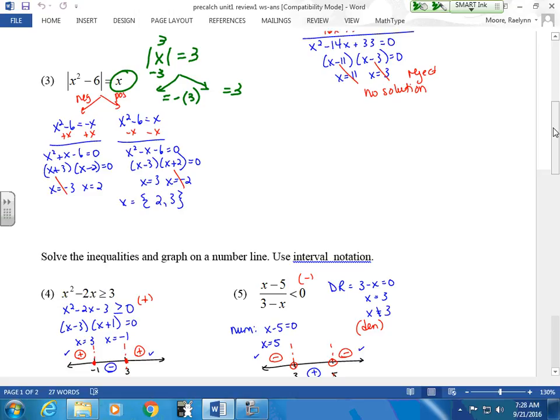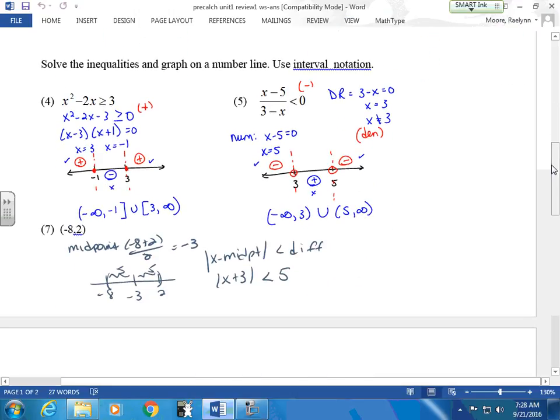Because an absolute value cannot be equal to a negative number. So right away, I can get rid of my negatives. I don't even have to check that side. So stop me if you have any questions.